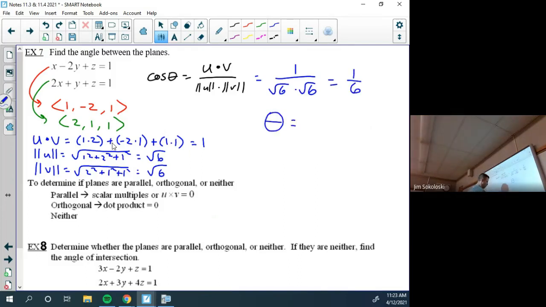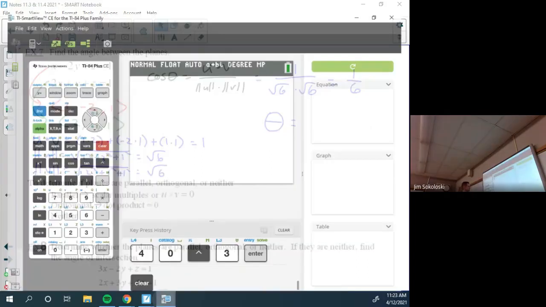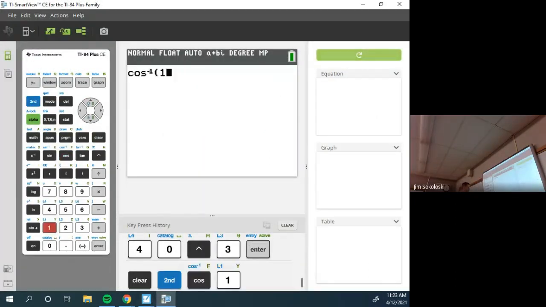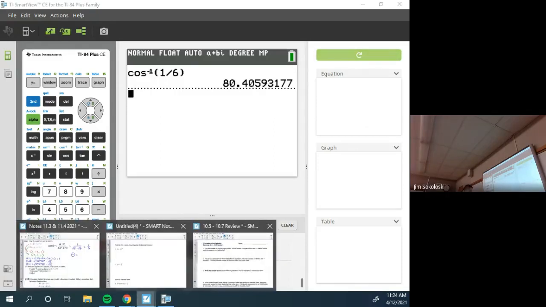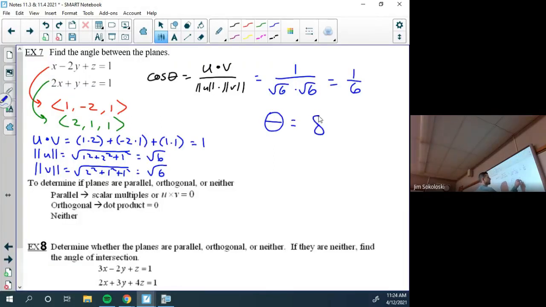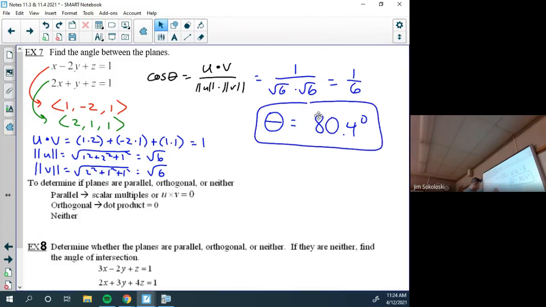Second cosine of 1/6. Remember, when I'm finding a theta, I always need to take the inverse sine or cosine, whatever we're using. I get 80.4 degrees. All right. Pretty straightforward, I would think.